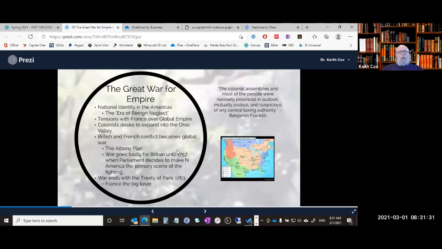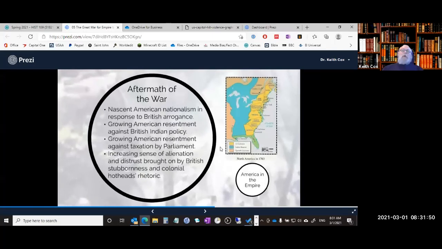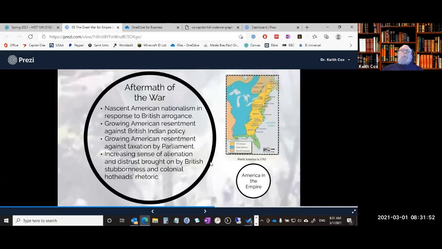Well, what does that have to do with America, with the United States? Well, here's what it has to do with it: there were seeds planted coming out of this great war for empire that will lead directly to the American Revolution. Okay. And so let's just talk about what were the outcomes of the war.